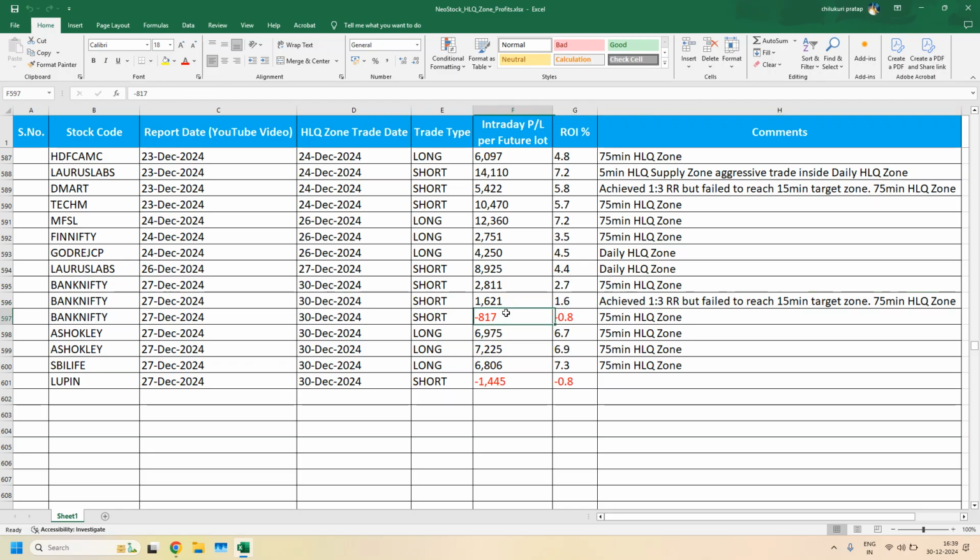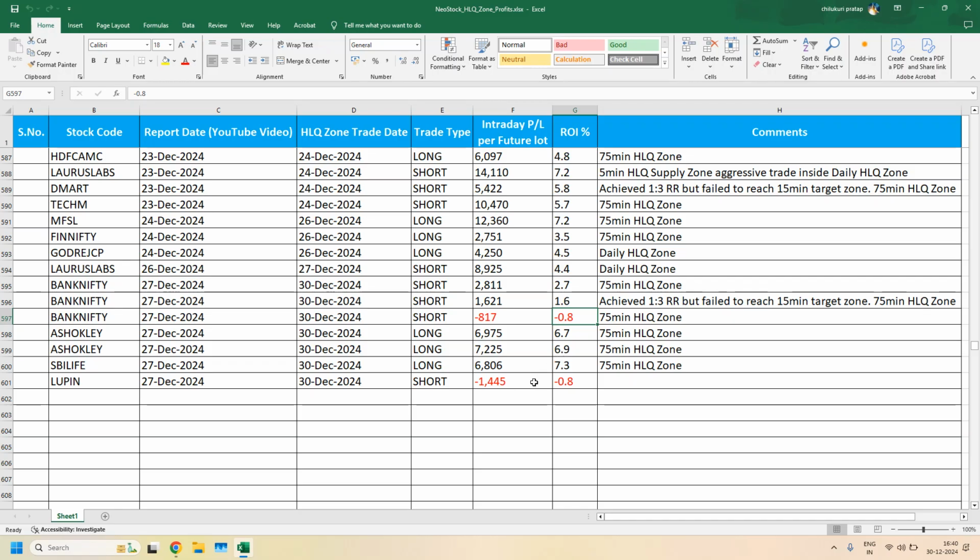And in Bank Nifty, the third trade is a clean stopped out trade because it failed to achieve 1:3 RR. The zone is violated immediately. So 817 rupees loss as per one futures lot size. And your ROI would have been minus 0.8%, negative ROI as per one futures margin cost. So this is about the Bank Nifty trades.